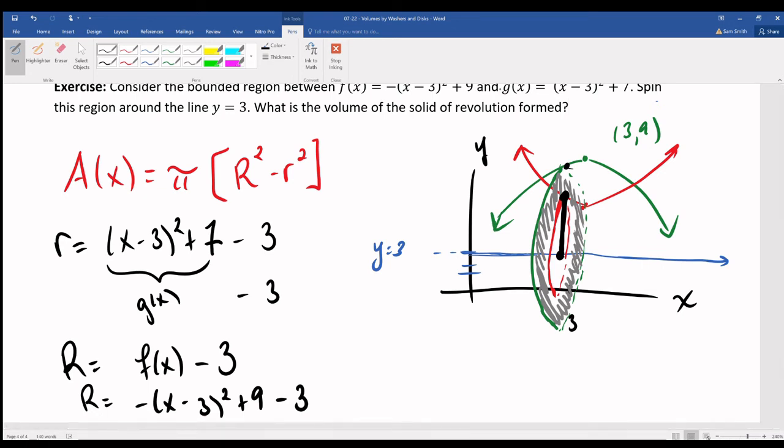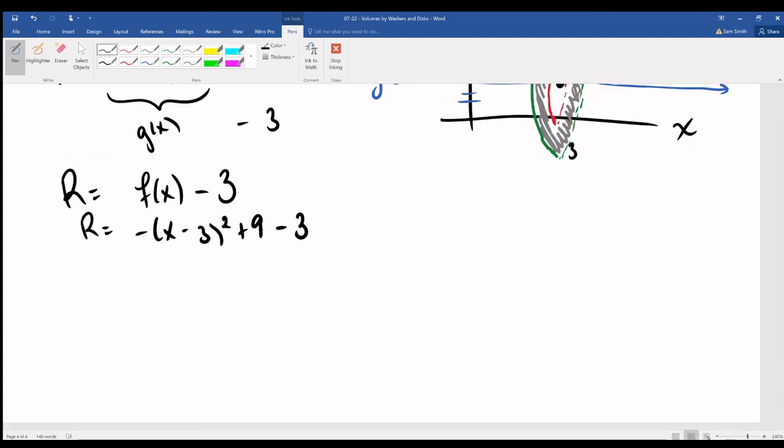Once again, I strongly recommend that you not just try and memorize what to do in all of these different cases. Spin around the x-axis, spin around the y-axis, spin around y equals 5. Try to draw a picture and use the picture and your deductive reasoning skills to find reasonable expressions for the outer and the inner radius of this washer-shaped region that you're creating.